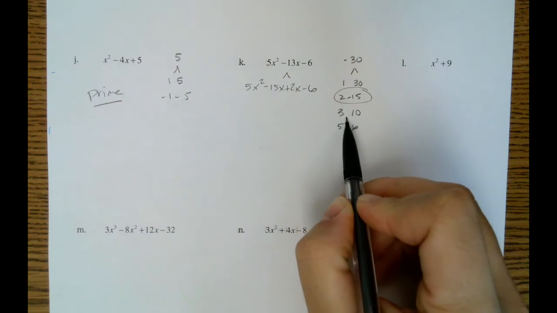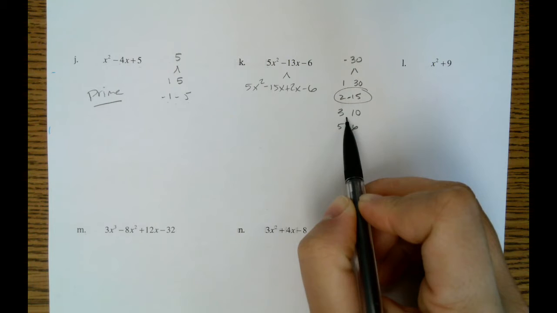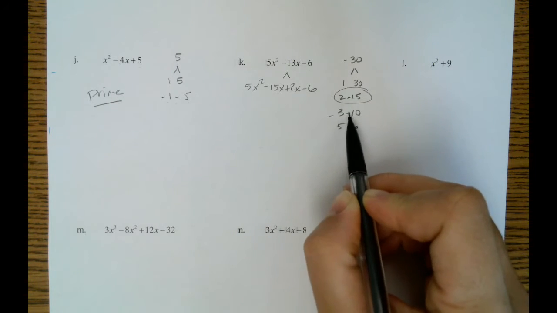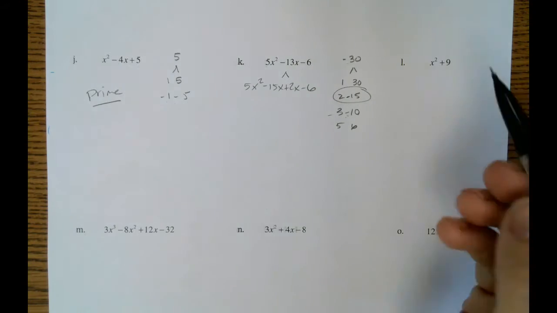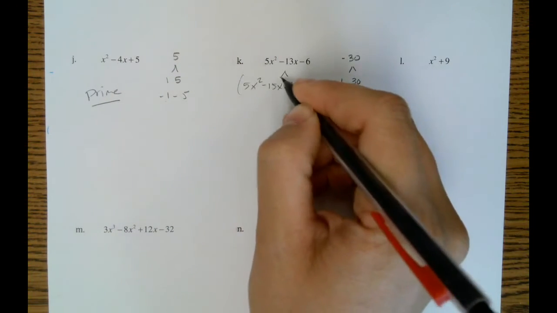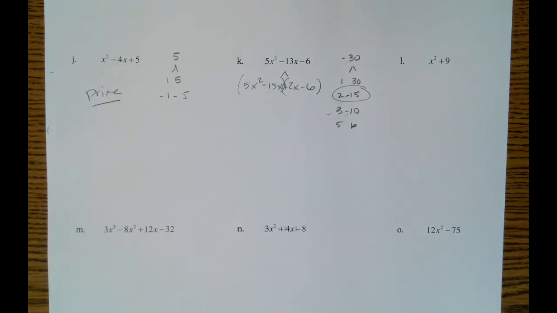Okay, and some of you may be thinking, why can't we do negative 3 and negative 10? Well, if we do negative 3 and negative 10, a negative times a negative is a positive, and we need a negative 30. So that's why that doesn't work. Just thought I'd mention that in case.